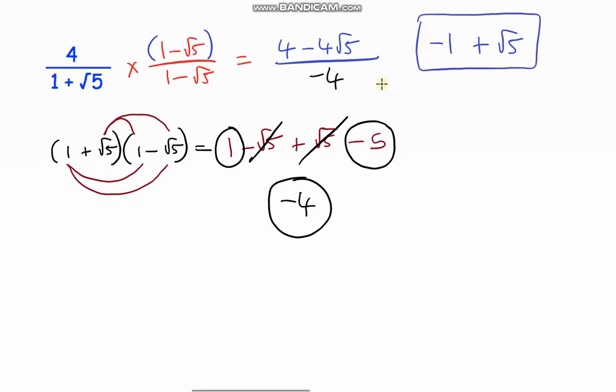Okay, if you're a bit unsure of how I went from this to this, then you just need to get a bit more practice on simplifying and dividing by negative numbers. But these two expressions are equivalent, but this is just a fully simplified version. Okay, let's do another one.